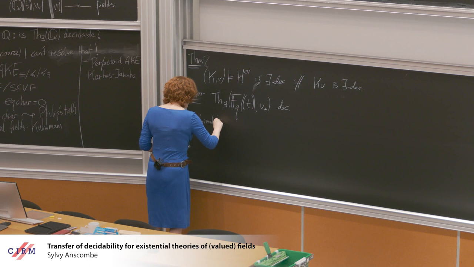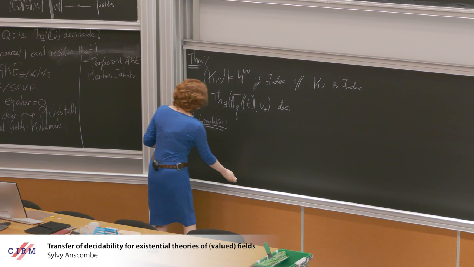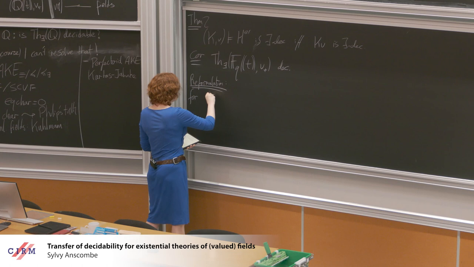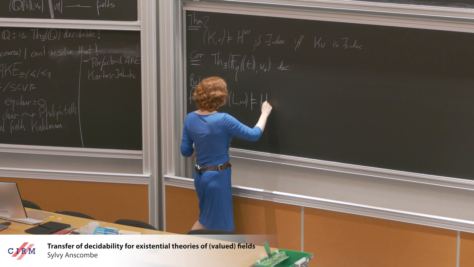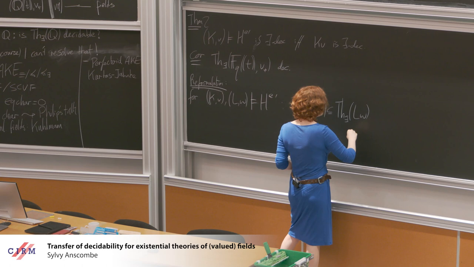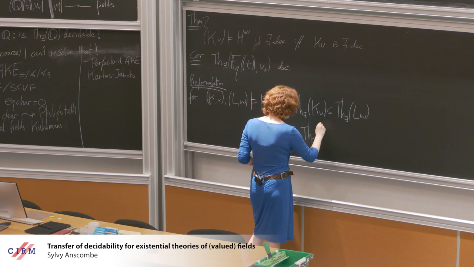Okay. So there's a useful reformulation of at least the proof, which I'll call monotonicity, which is that for two models of HE prime, if the existential theory of one residue field is contained in the existential theory of the other, then the existential theory of one valued field is contained in the existential theory of the other.